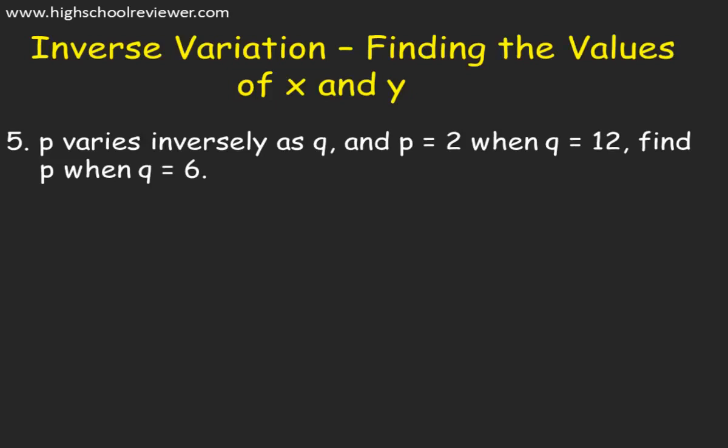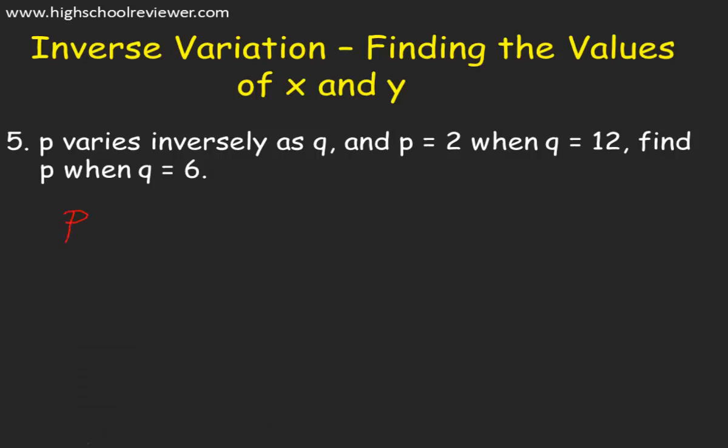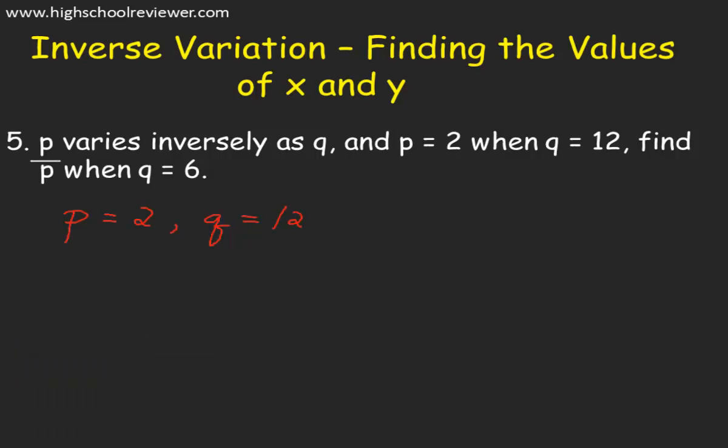Problem number 5. P varies inversely as Q and P equals 2 when Q equals 12. Find P when Q is 6. So the first value for P and Q: P is equal to 2 when Q is equal to 12. So our equation will be based on the problem, and that is P varies inversely as Q. So we will have here P multiplied by Q equals the constant of proportionality, which is K.